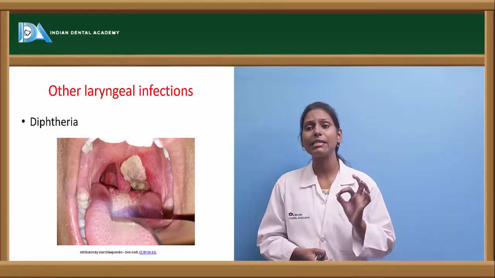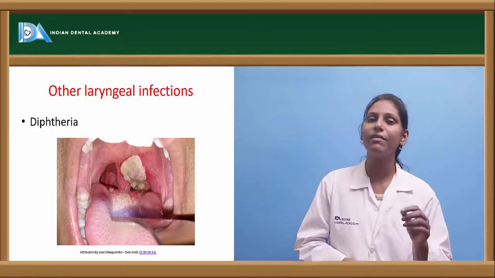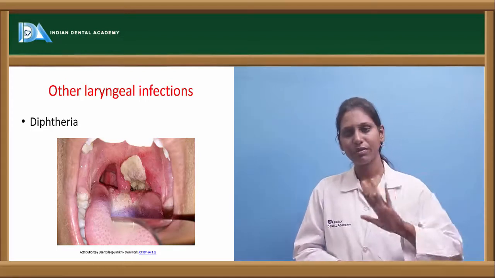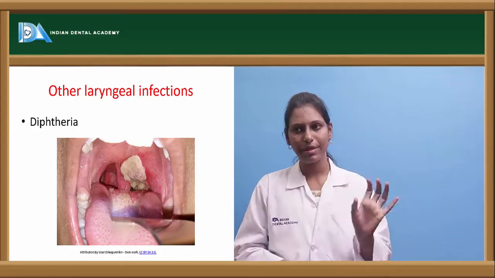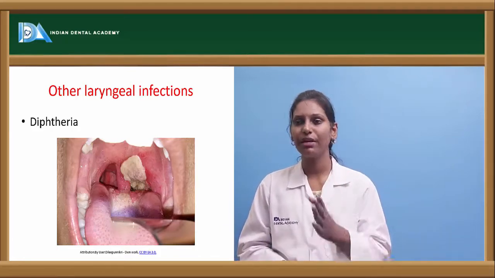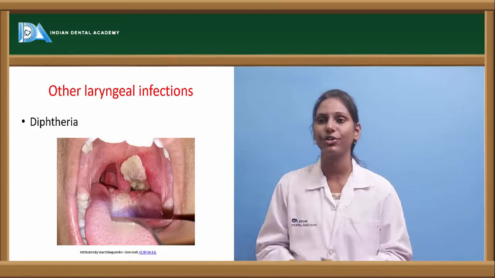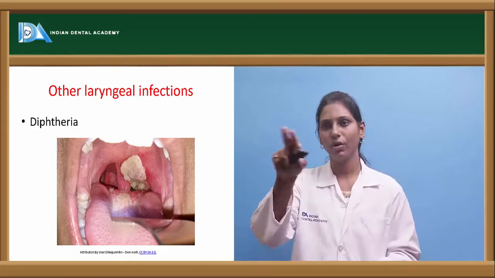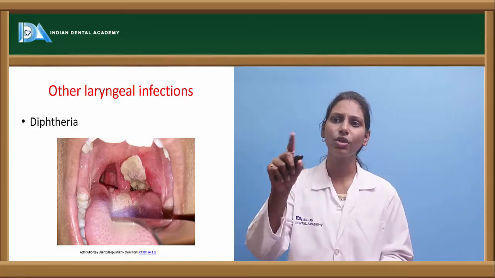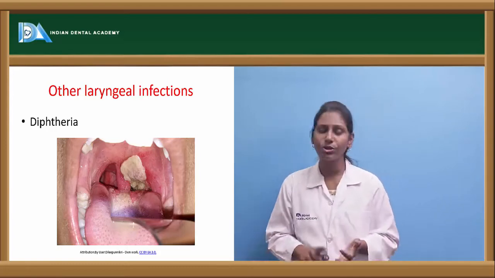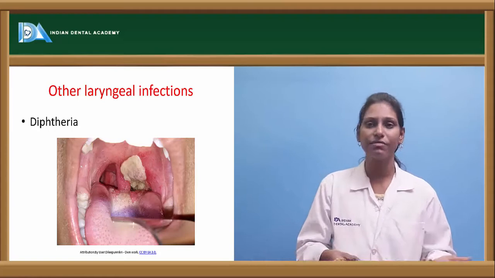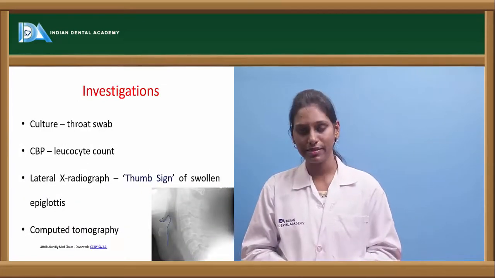The characteristic feature of diphtheria is a gray membrane present in the oropharynx region, which we can see in the picture, especially at the tonsillar and faucial pillar region. The patient will have sore throat, malaise, pyrexia and dysphagia as other common clinical symptoms.